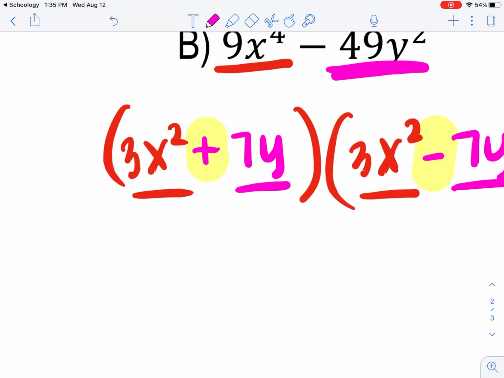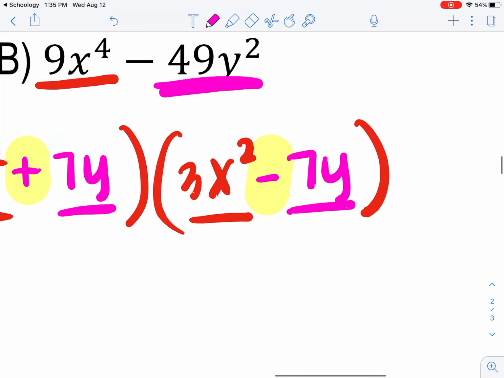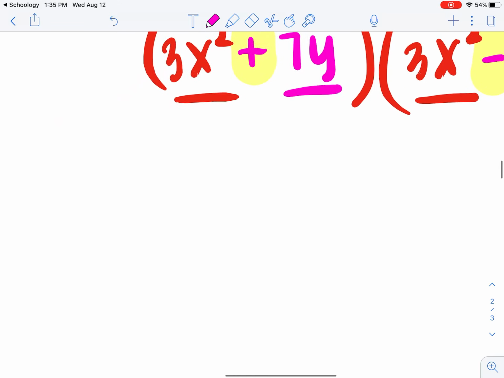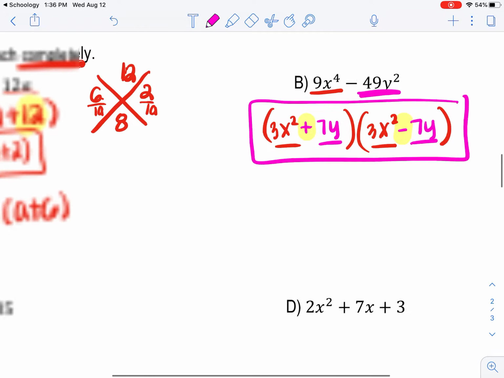You need to check to see if either of these are still factorable. Okay, it's 2. There is no GCF. It's 2 terms, but it's not a difference of squares. Same thing here. It's a difference, but it's not a difference of perfect squares. 3 is not a perfect square. So this is done, and this is your final answer.